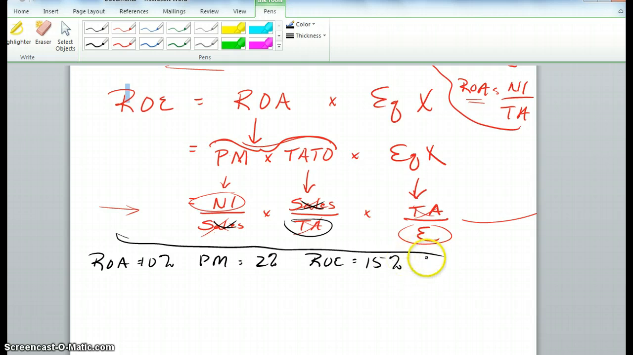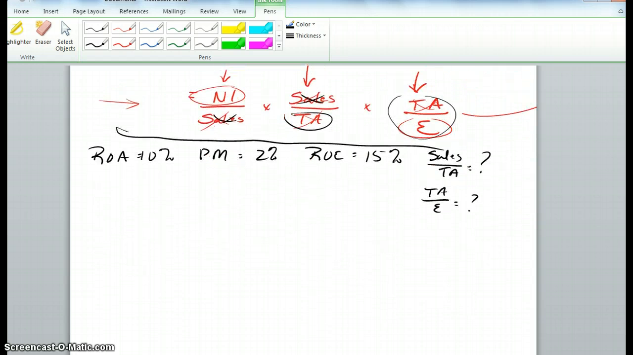And we're asked what is TATO, total asset turnover, which is sales over total assets. We don't know what that is. We need to solve for it. And we're also asked what is the equity multiplier, which is total assets over equity. We don't know what that is either. Okay, so let's start out with return on assets.